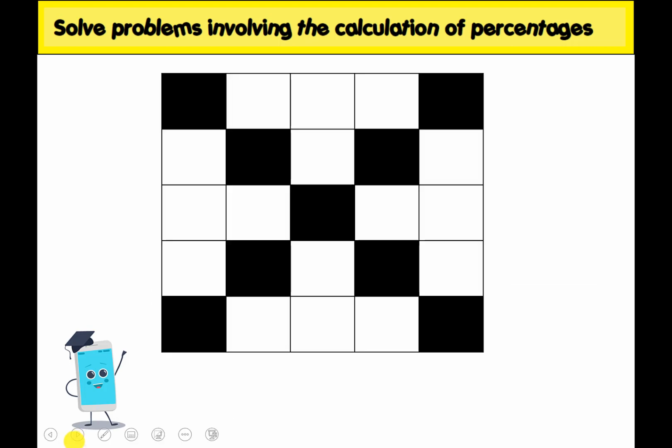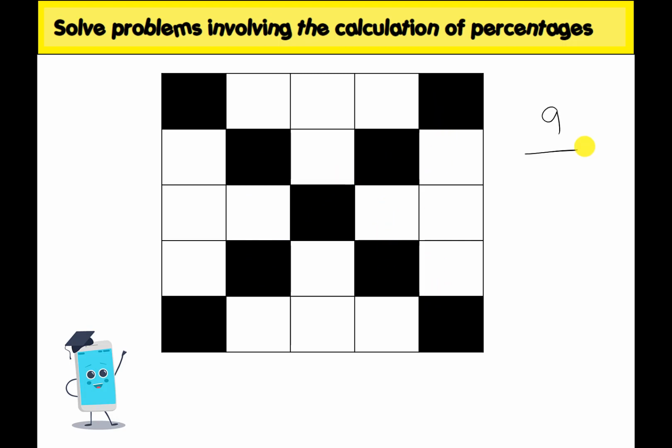Let's work through an example together. So you need to look at what you have. How many black tiles are there? 1, 2, 3, 4, 5, 6, 7, 8, 9.